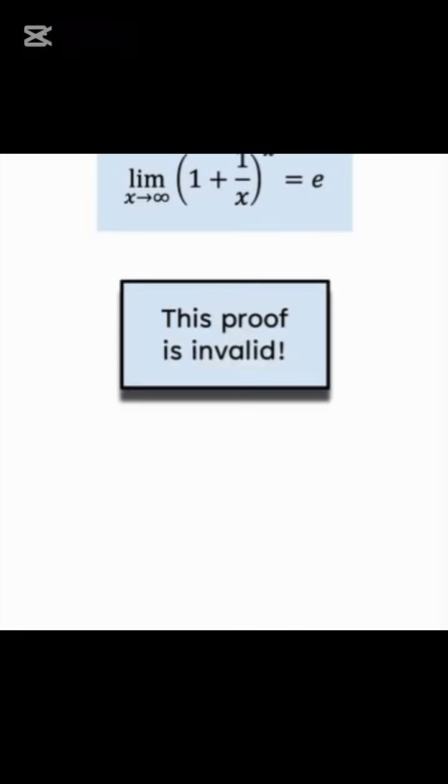Or does it? Believe it or not, this proof is actually invalid. Can you find the mistake?